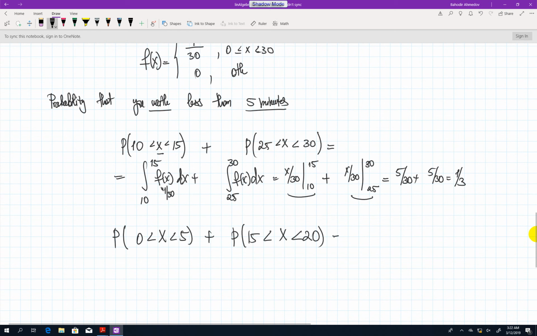So if you integrate everything, you will get again 1 over 3, okay? Probability that you will wait less than 5 minutes is equal to 1 over 3. And the probability that you're going to wait more than 10 minutes is also 1 over 3, okay?